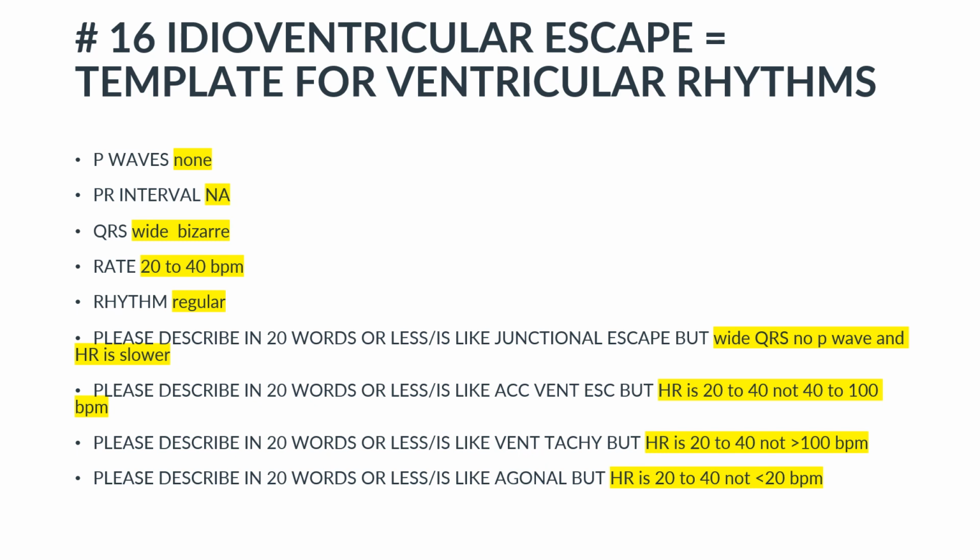So no P waves, no PR. And because we're not using the His-Purkinje system, we're going to get a wide, bizarre looking QRS. The heart rate's going to be 20 to 40 beats per minute. All right, so why do the different pacemakers have different heart rates?